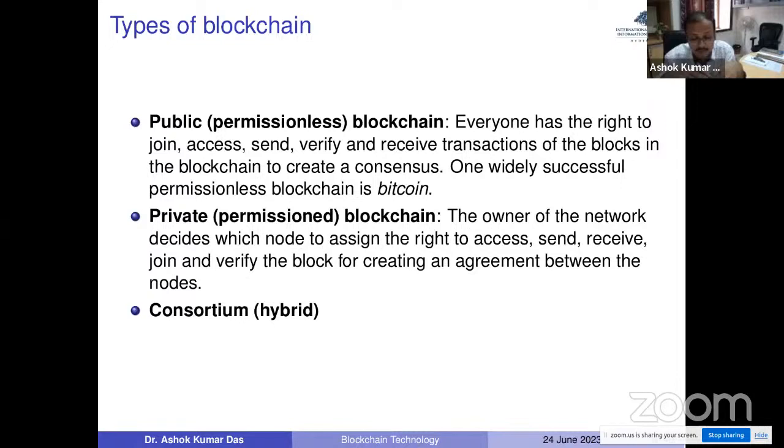Next is something known as private or permissioned blockchains. Here, the owner of the network needs to decide which node is assigned the right to access, send, receive, join, as well as verify the block in order to create an agreement or consensus between the nodes in the P2P network.